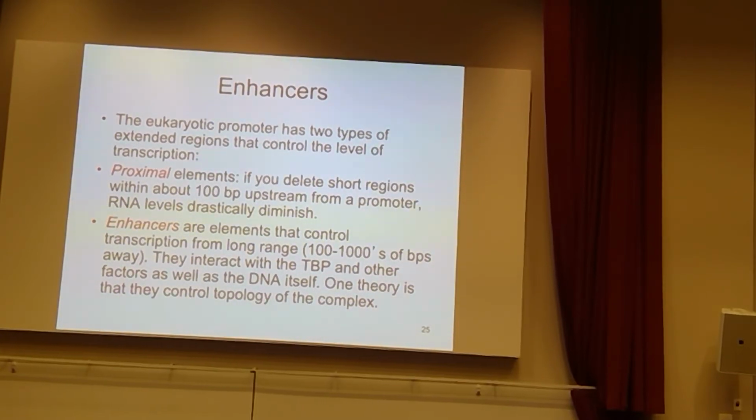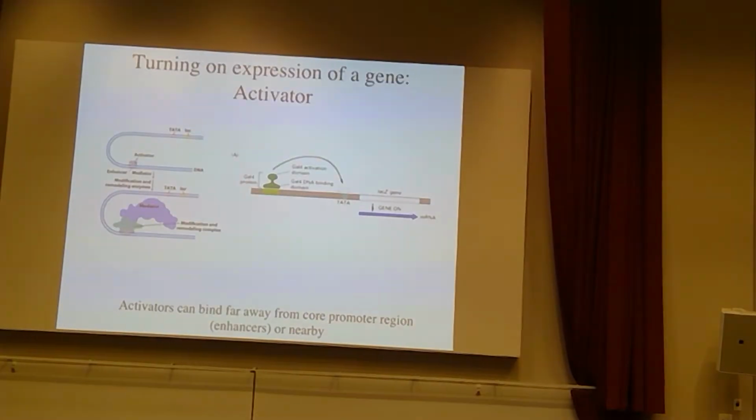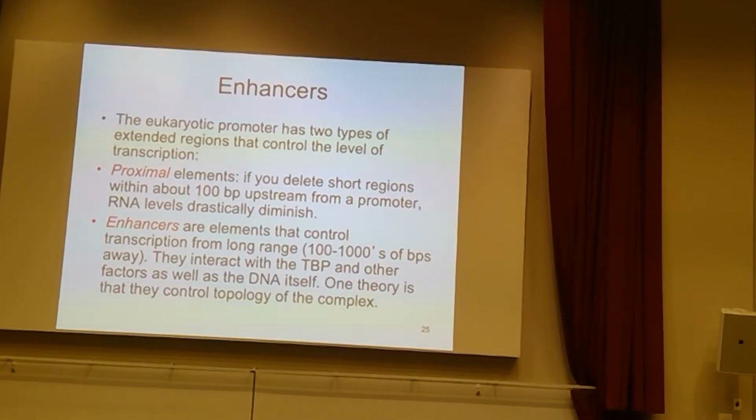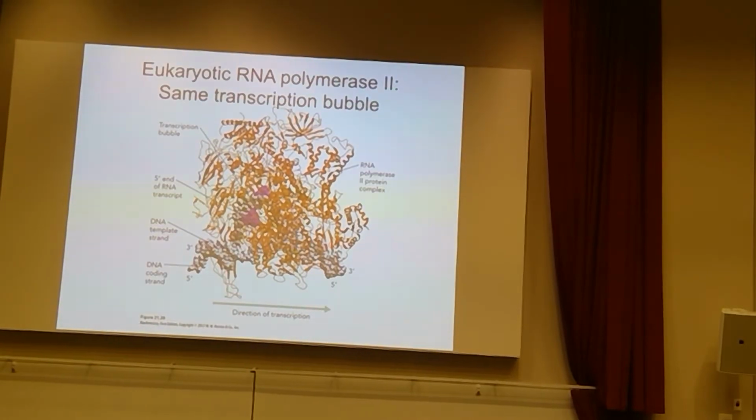Another reminder about these regulatory elements. Some of them are proximal elements, within, let's say, 100 or a couple of hundred base pairs upstream from these promoters. And then others are enhancers that can be located quite distant from the promoter site. And we saw this example of a long-range interaction that alters the DNA geometry or topology itself.